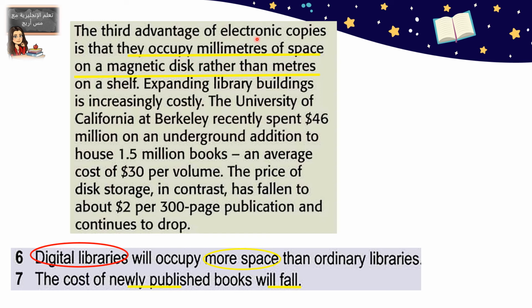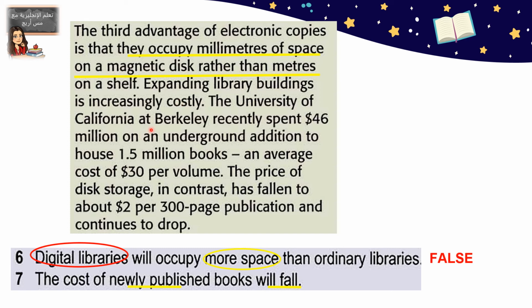Here: electronic copies will occupy millimeters of space on a magnetic disk rather than meters on a shelf. It means they will take a small amount of space, just millimeters on a disk, instead of what? Regular books placed on a shelf, taking a large space exceeding meters on a shelf in a library. So the answer here is false.